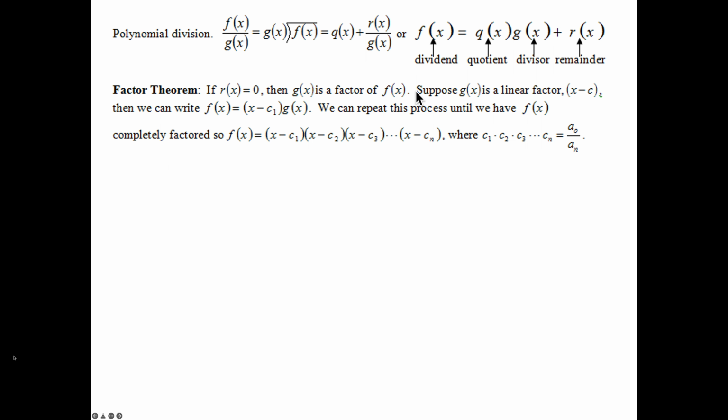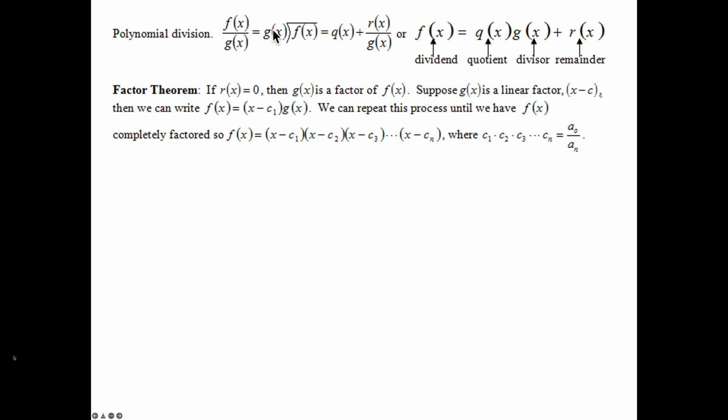And then you could rewrite your f of x as x minus some constant, let's say that's what we factored out, times your polynomial, and then this would be what you divided by. So what we're going to do is keep finding binomial factors. And what I was kind of discouraged about is that they actually wrote this backwards.